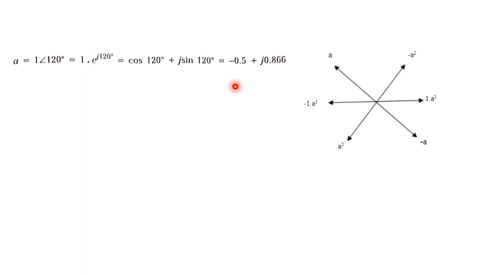Similarly, A square can be written as A into A, that is 1 at an angle of 240 degrees. So the result is minus 0.5 minus j 0.866. Hence the operator A square will rotate in the anti-clockwise direction by 240 degrees. This is the same as the rotation of the phasor in the clockwise direction by 120 degrees.